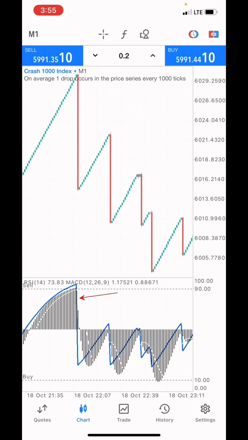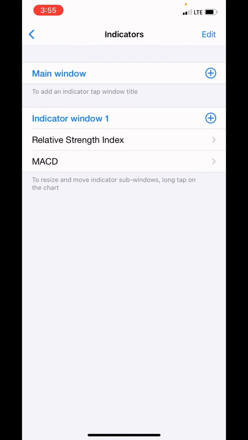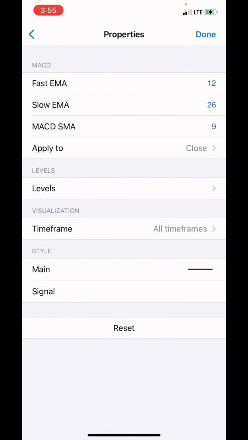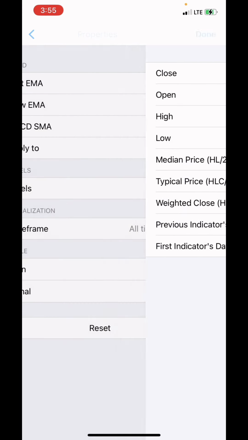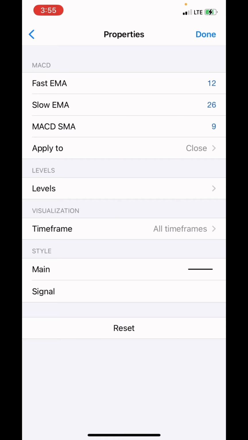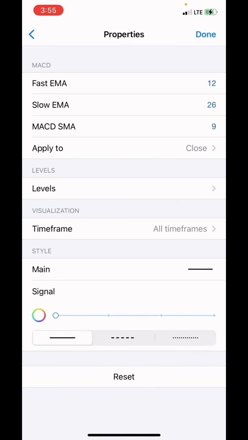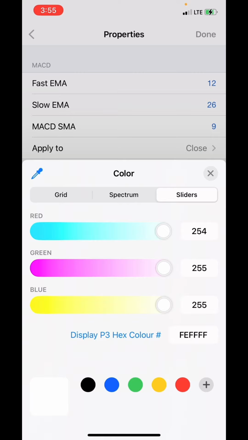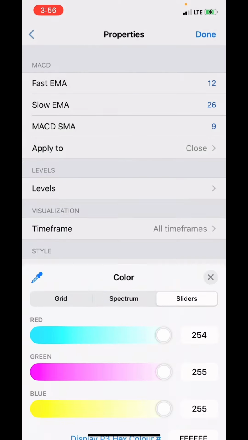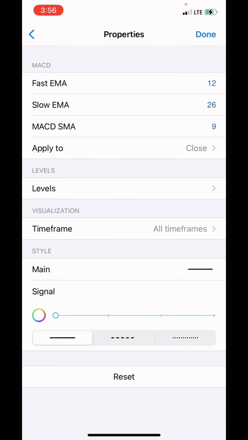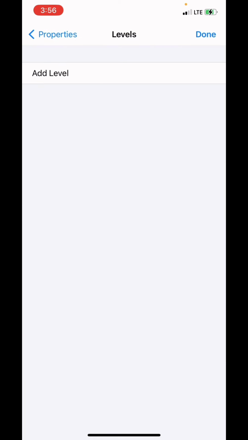So guys, I'm going to show you the settings real quick, because I do get comments like, you made a video and you didn't show the setup for the indicators you use. So I'm going to show the settings real quick for the MACD. You can see clearly here 12, 26, 9, applied to close, and the main is black, while for the signal I use the color of my screen, which is white right here. Then I apply to all time frames as well. Then the levels is empty.